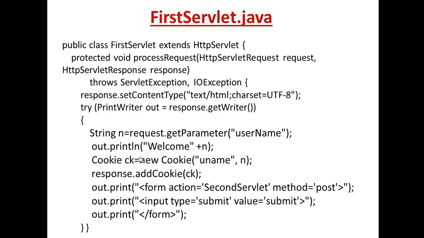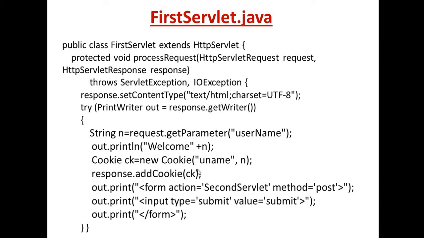from the GUI. So here, String n equal to request.getParameter, username. So it will take input from the HTML page, and then it will print that value, out.println welcome plus it. So the first two lines are printing the user name. Then the next two lines are for the cookies: the object of the cookie is equal to new Cookie, with uname as well as the value variable, and then it will be added. So it will be added through the response, so response.addCookie, and the object will be added here.